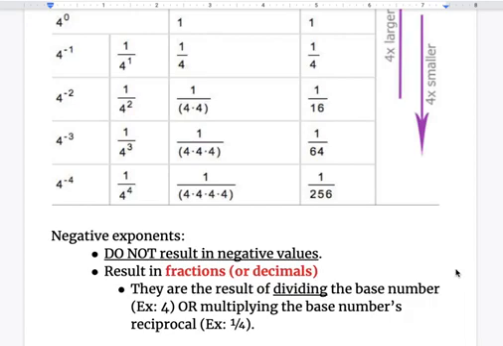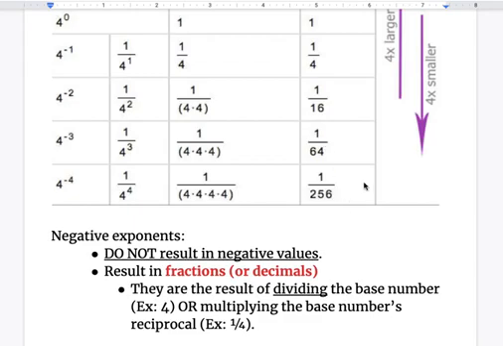negative values. I mean, unless the base number itself was negative, right? But this base number has been a positive 4 the whole time. So that means that the value of the number is always going to stay positive. So with a positive base and a negative exponent, it doesn't result in a negative value. That's dependent on the base number. What it does result in is fractions or decimals, just depending how you write it.